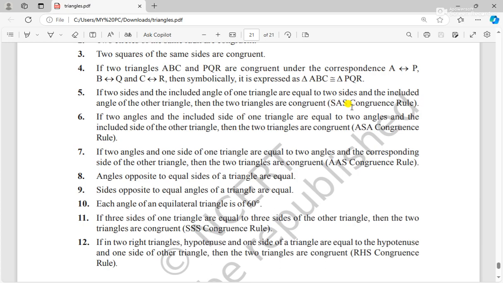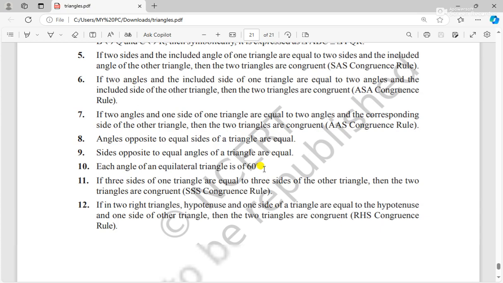The side angle side congruence rule. We know all these things, right? And if two angles and the included side of one triangle are equal to two angles and the included side of the other triangle, then the two triangles are congruent. The angle side angle congruence rule. If two angles and one side of a triangle are equal to two angles and the corresponding side of the other triangle, then the two triangles are congruent. That is the angle angle side congruence rule. Angles opposite to equal sides of a triangle are equal. We know all these things. And sides opposite to equal angles of a triangle are equal.